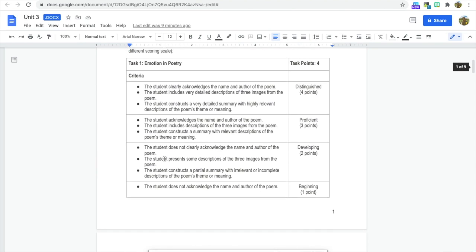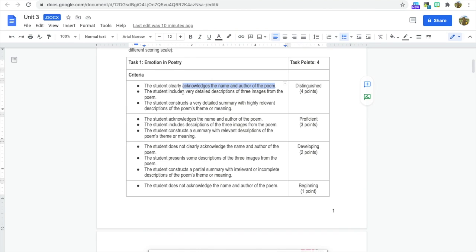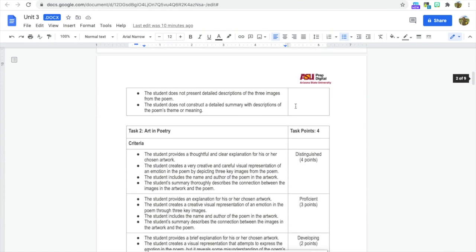So the first part of the poem, you're going to find it, you're going to describe, find some imagery, and let's see what you need to get the full 4 points. The student needs to clearly acknowledge the name and author of the poem. The student needs to include very detailed descriptions of 3 images from the poem, and you need to construct a very detailed summary with highly relevant descriptions of the poem's theme or meaning. You do this and you will get 4 points for it.